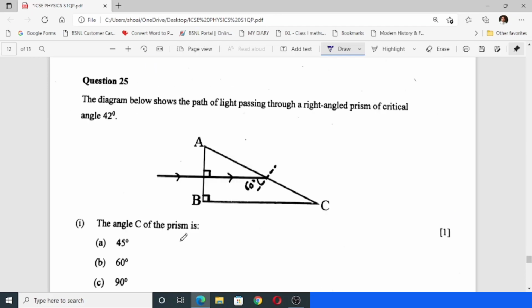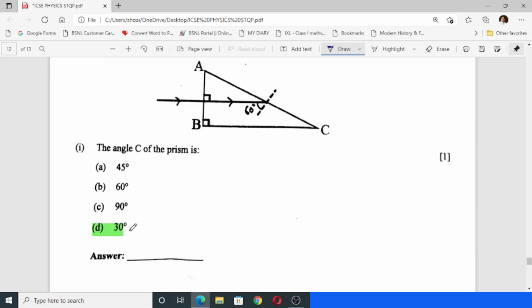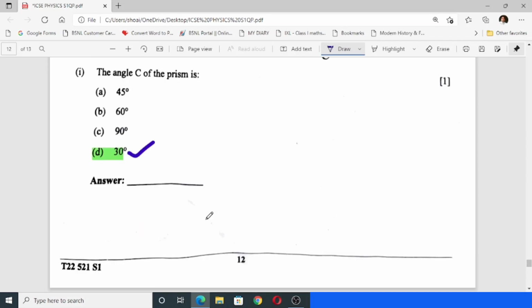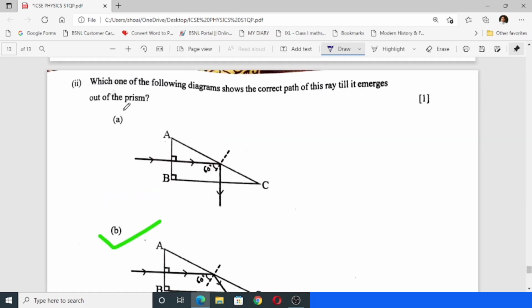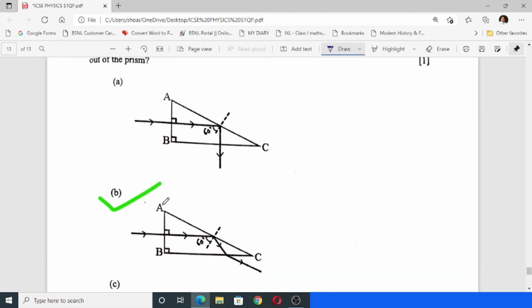Then question number 25. The diagram below shows the path of light passing through a right angled prism of critical angle 42 degrees. So the angle C of the prism is 30 degrees. Answer is C. Then question number 2, which of the following diagrams shows the correct path of the ray till it emerges out of the prism? The answer is B, the figure given in B is correct.